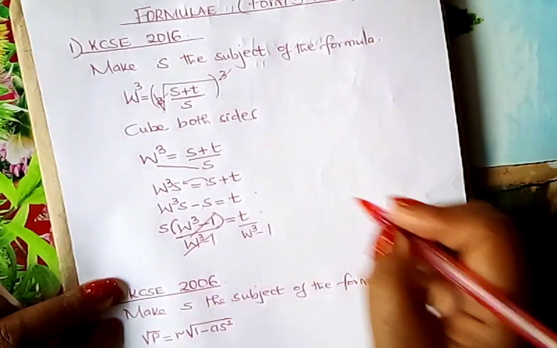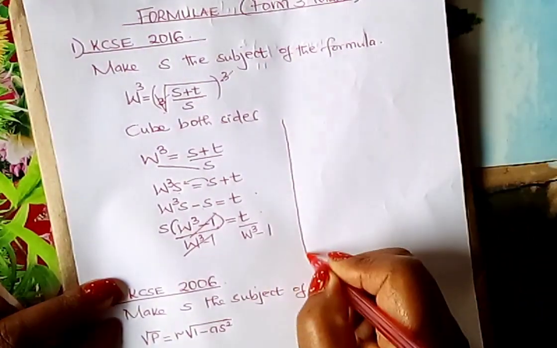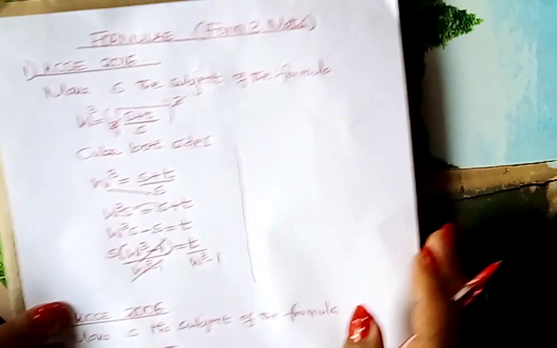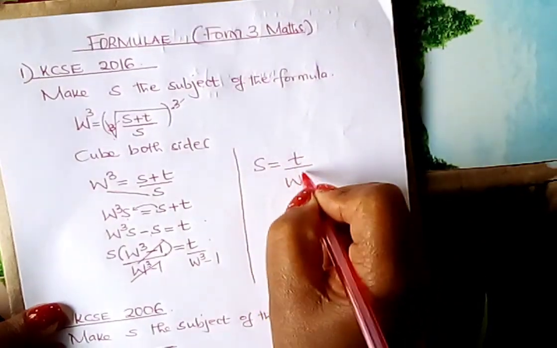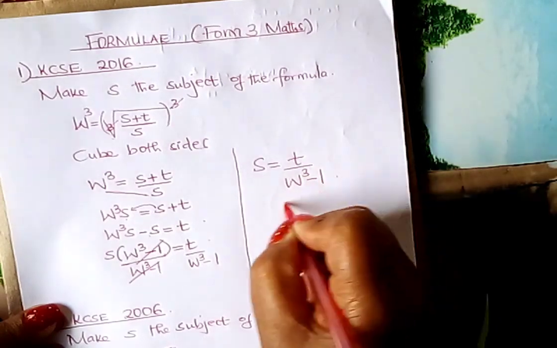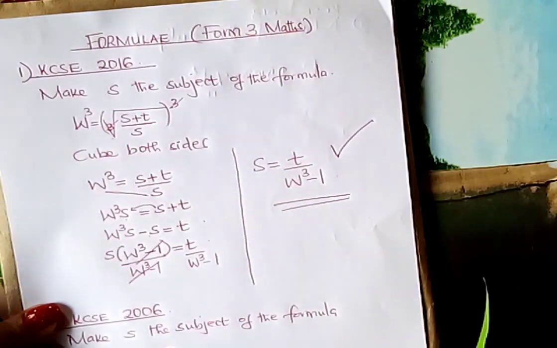This cancels out, learner. And therefore, you are left with what? You are left with S is equals to T over W cubed minus 1. And this is your answer.